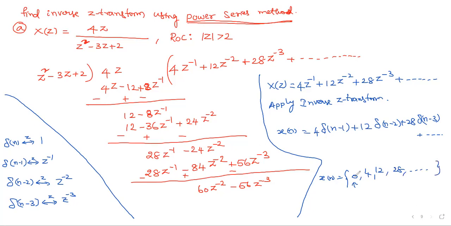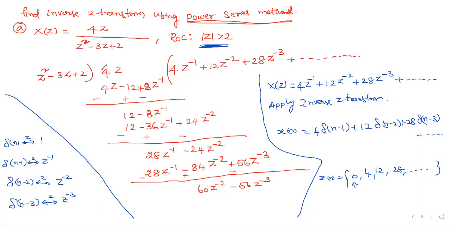Why am I writing 0 here? Because there is no z term. It is starting from z inverse, z power minus 2, z power minus 3. Before that, there is no del of n, so I'm writing 0 into del of n. Right? So this is the power series method, when they give the right-sided ROC: you need to write z square minus 3z plus 2.